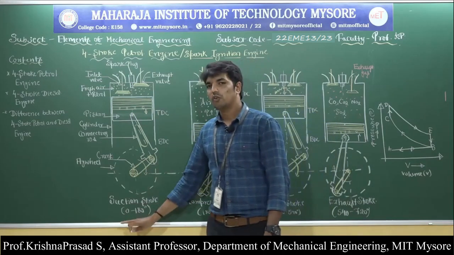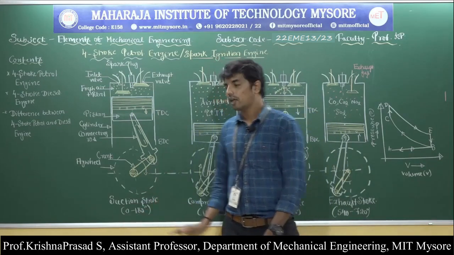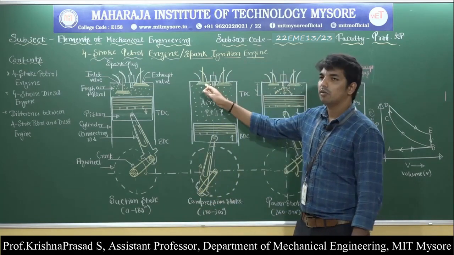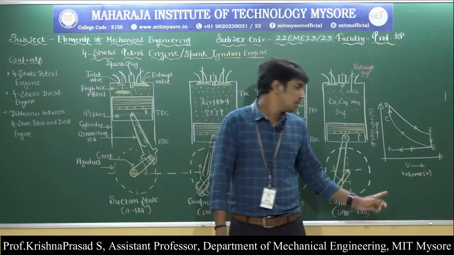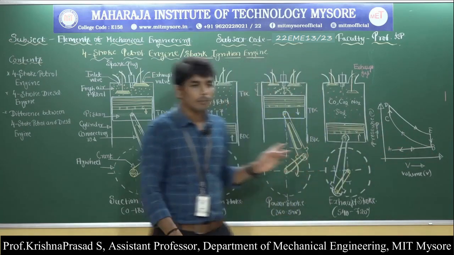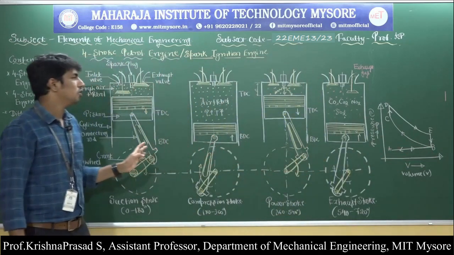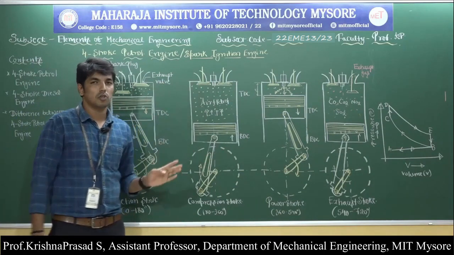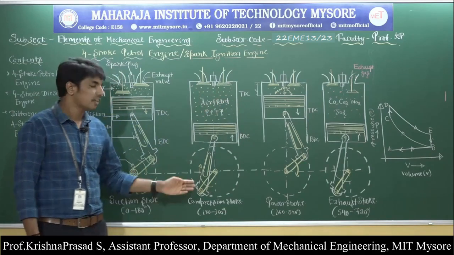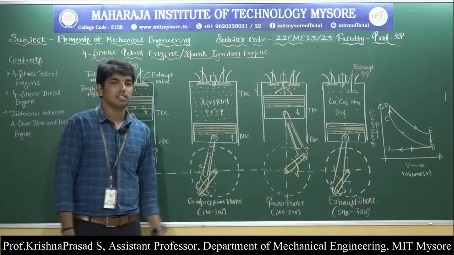During the suction stroke, the crankshaft rotates 0 to 180 degrees. At the end of the suction stroke, the inlet valve is closed. Here the suction stroke is represented by line AB on the PV diagram. Next, the compression stroke. During the compression stroke, both inlet and exhaust valves are closed and the piston moves from bottom dead center to the top dead center and the crankshaft rotates 180 to 360 degrees.